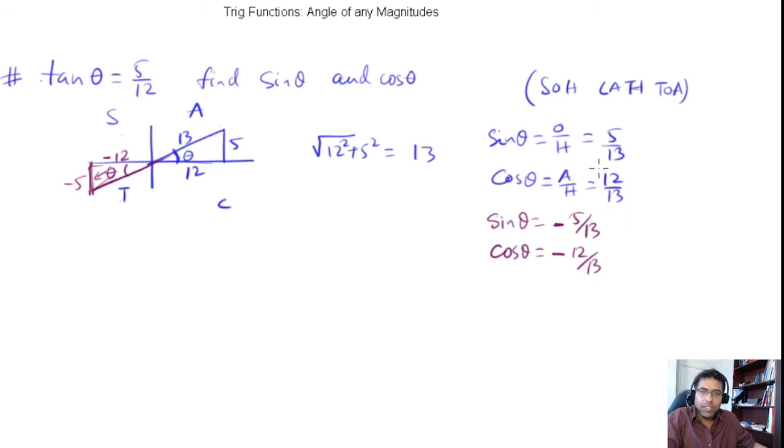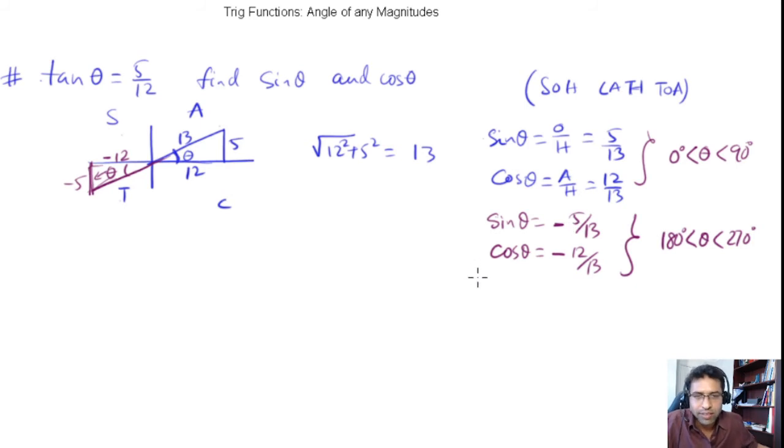So it means you have to show all these four answers if I ask you for sine theta and cos theta in this case. But sometimes the question can restrict the angle. If the question says that theta is within 0 to 90 degrees, then you can stop at the first part. And if I say theta is within 180 to 270 degrees, then you can stop there. But if it doesn't give any kind of restriction, then you have to show all these four answers.